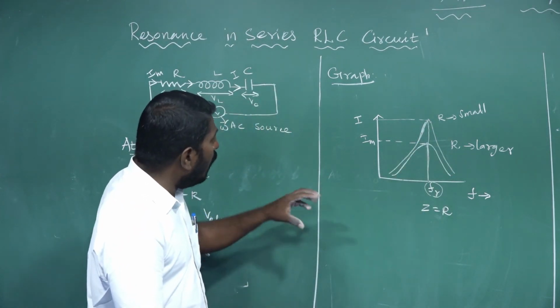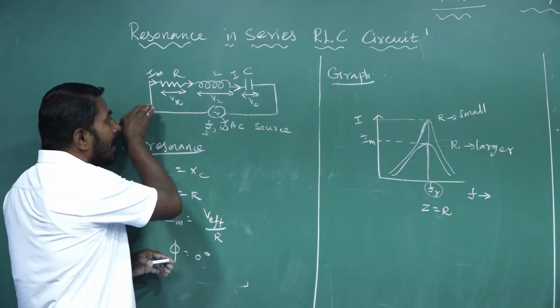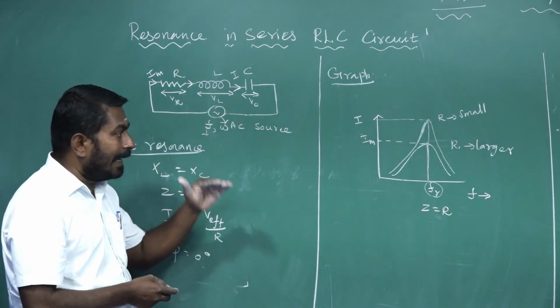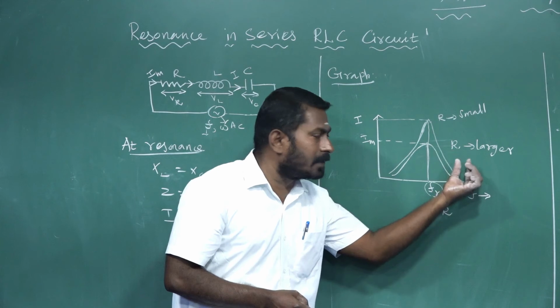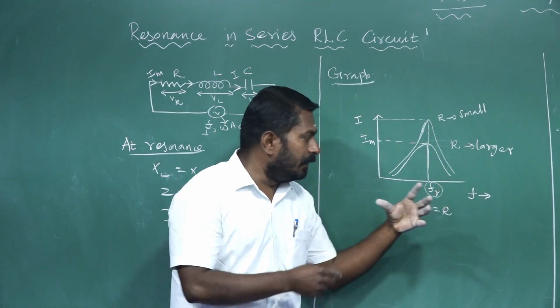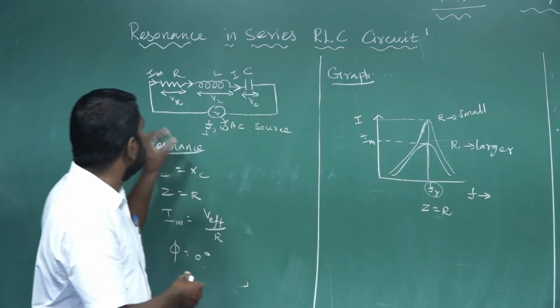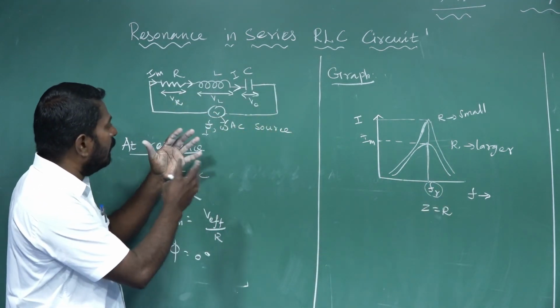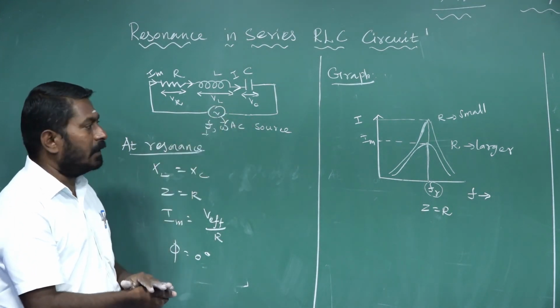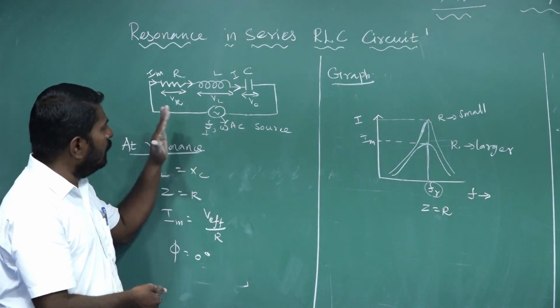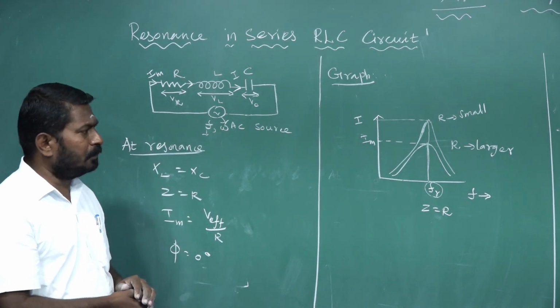So here, after achieving resonance, the current through the series RLC circuit can be limited by only one component, that is the resistor. It has a resistance R. By including a suitable value of resistance R, we can alter the current through the series RLC circuit after achieving resonance. So it is a very, very important thing.